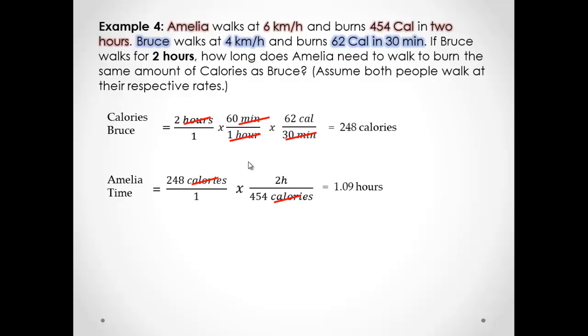We could have also been asked another step, how long is this in minutes? We could have simply taken our 1.09 hours, another conversion factor, minutes over hours, and we get 65.55 minutes. And we see our hours canceling out.